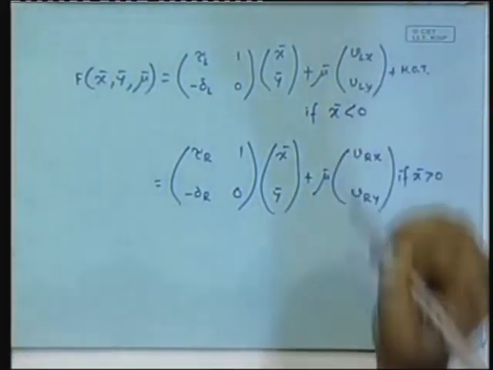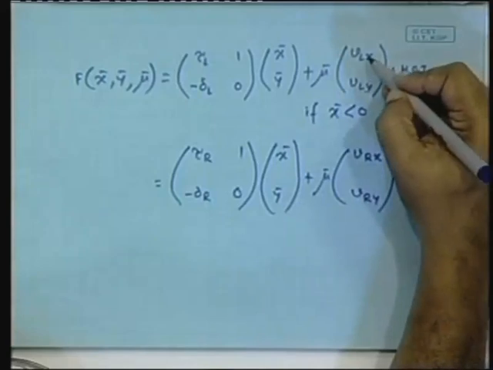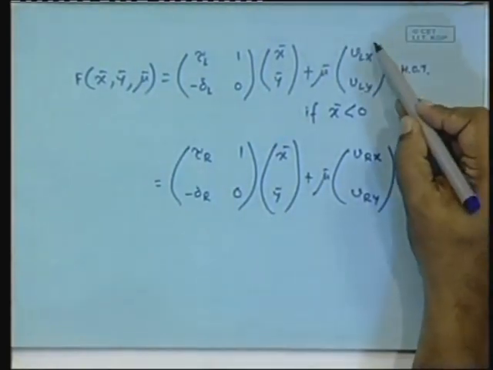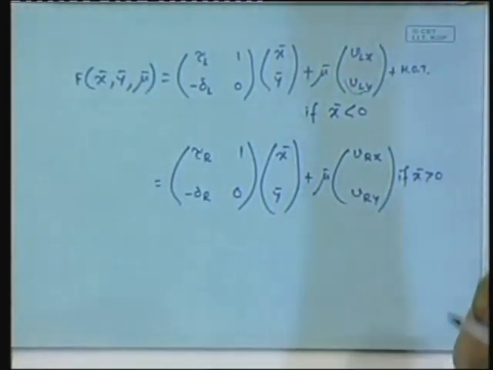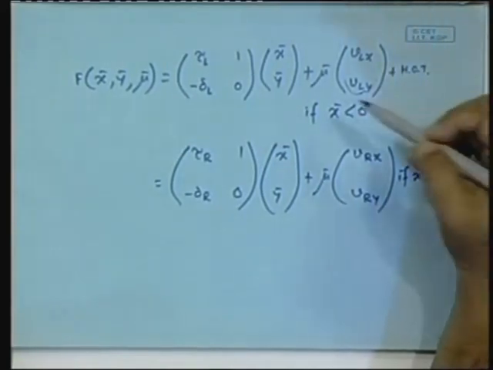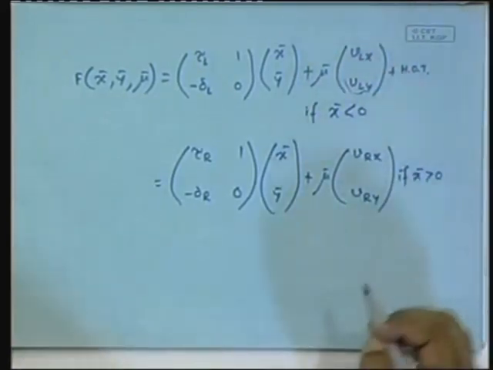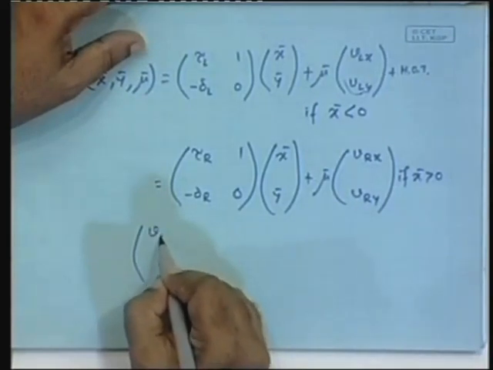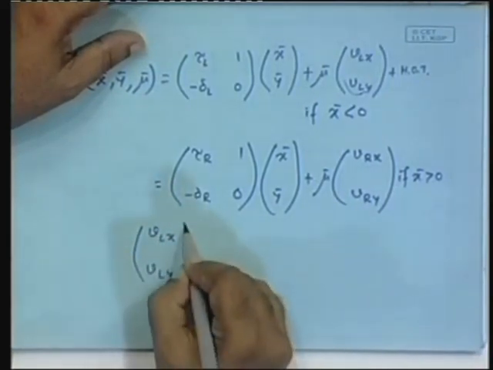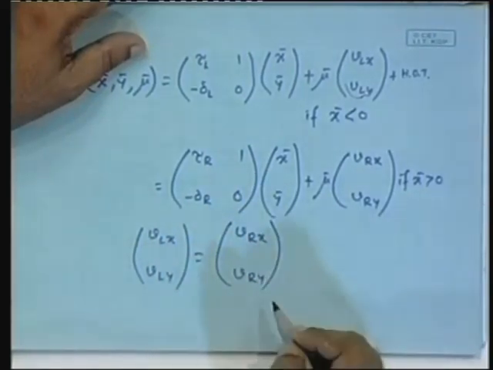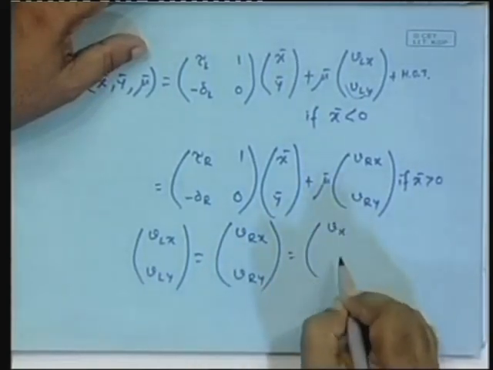Now, let us consider these two vectors. Notice that we are considering continuous maps. If the map is continuous, then that would immediately demand that this vector is equal to this vector, else the map cannot remain continuous. As mu changes, the map will become discontinuous unless these are equal. So, V l x V l y must be equal to V r x V r y, which we can call V x and V y.